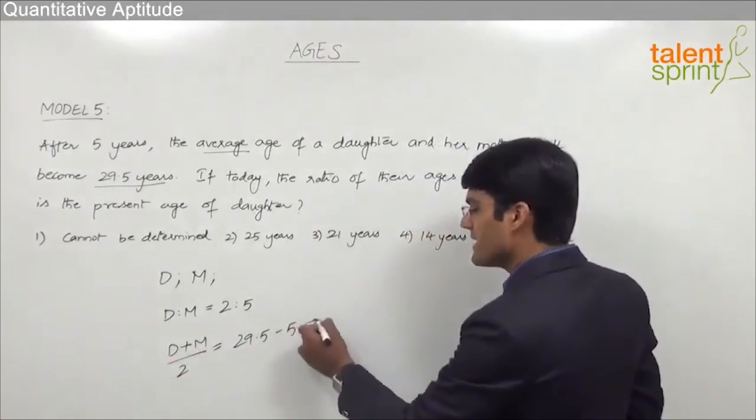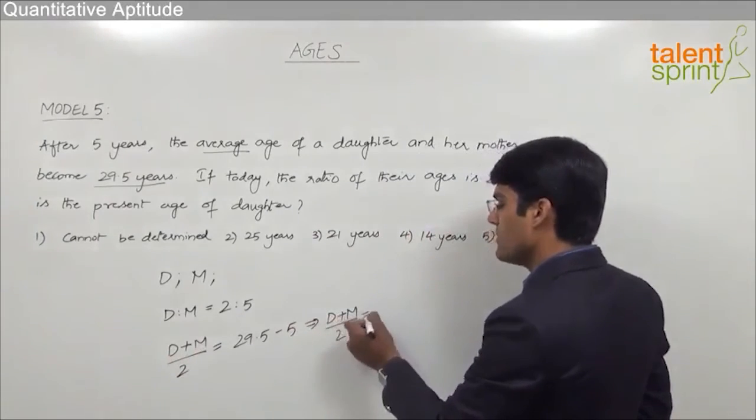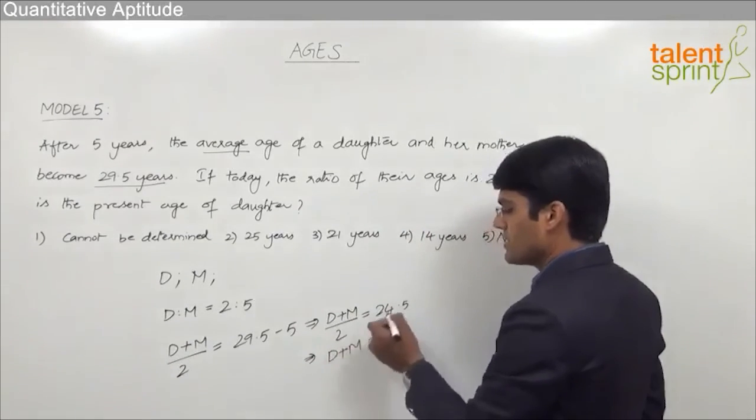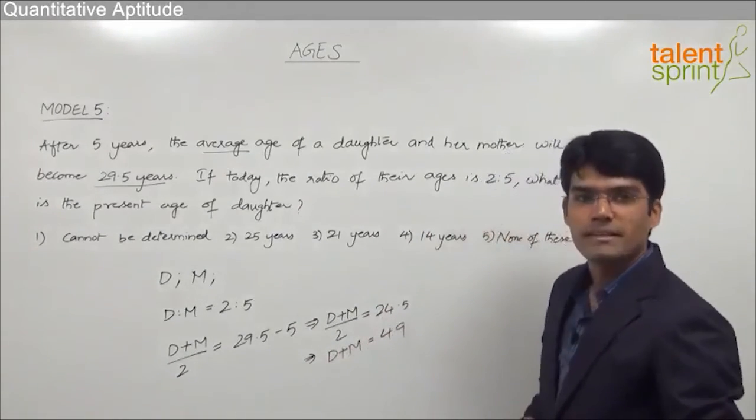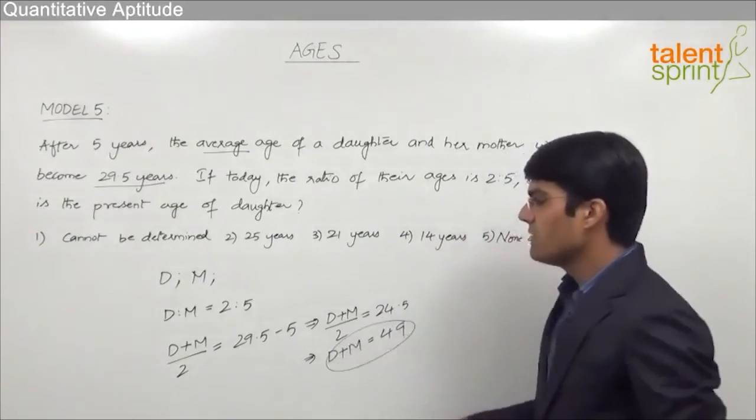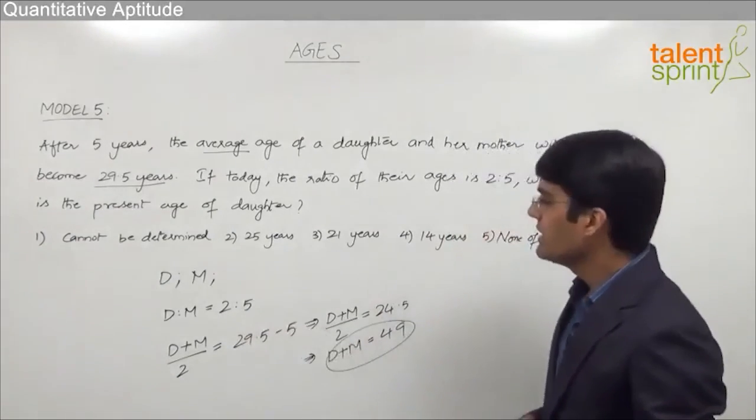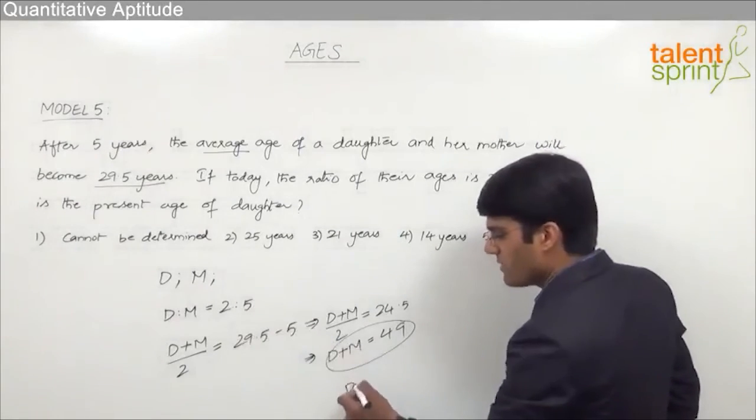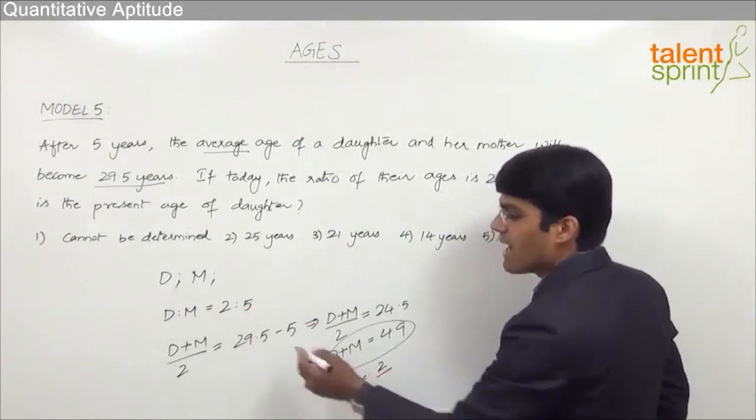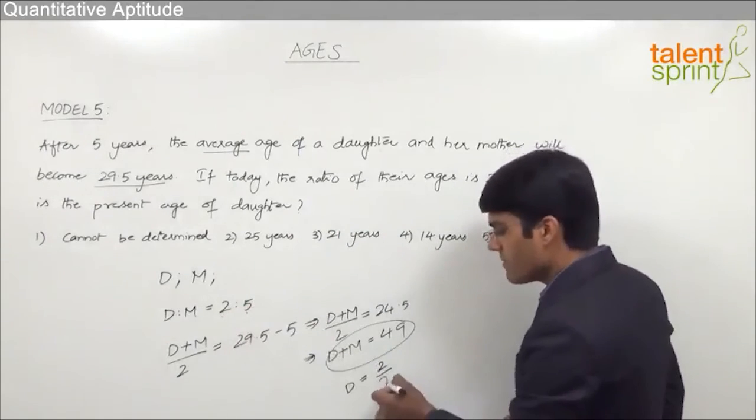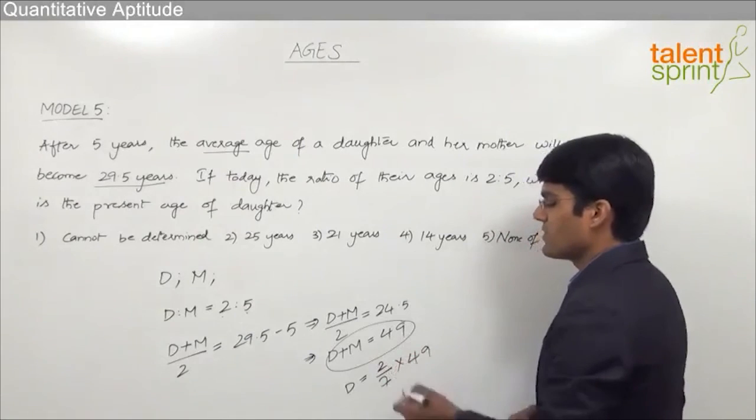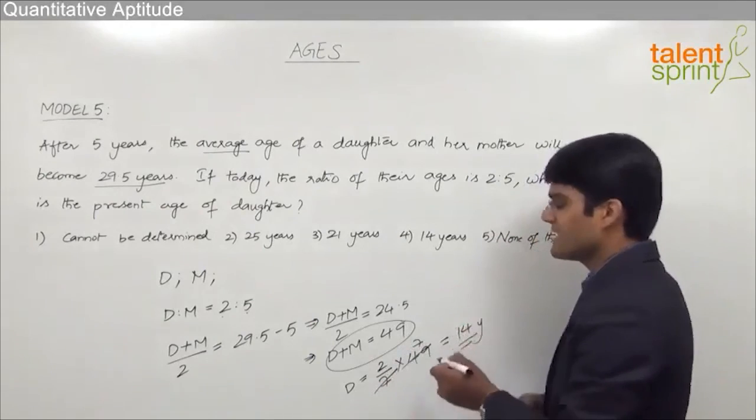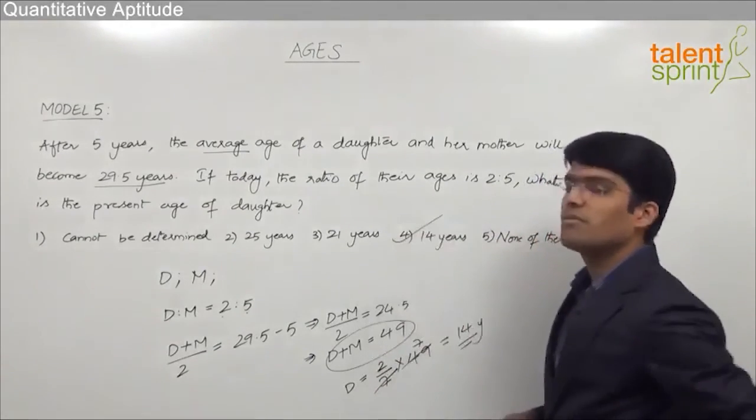So from this we can say that (D plus M) by 2 will be 24.5, or the total of their ages, D plus M, is 24.5 into 2, that is 49. So we know the sum of their ages and we also know the ratio. Let us now see what will be the present age of daughter. We know that when the ratio is 2:5, daughter's age can be taken as 2 parts out of total 2 plus 5, 7 parts, multiplied by the total. So 2 by 7 into 49 will be equal to 2 into 7, 14 years. So we can say that the present age of daughter should be 14 years.